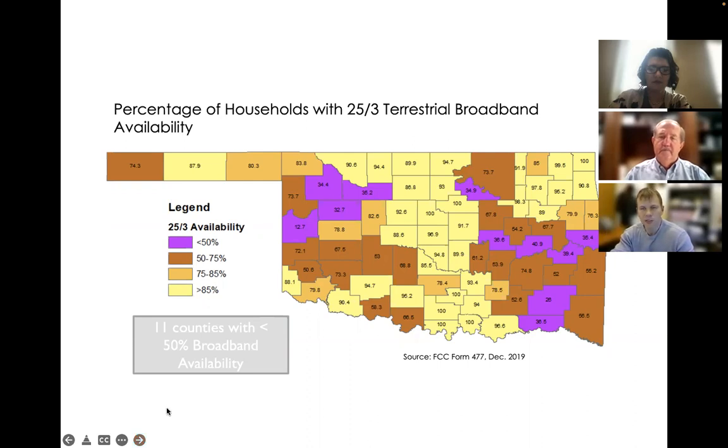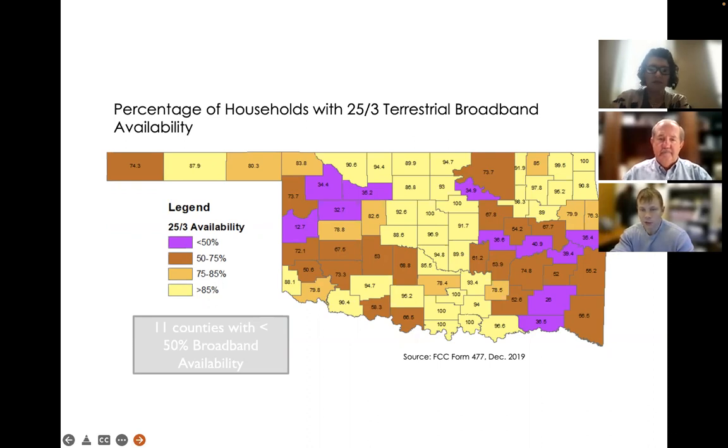And so this is the percentage of households that have a broadband connection available to them where they live. You can see we have 11 counties with less than half of our households that have that. They could not buy it even if they wanted to. So, not great.